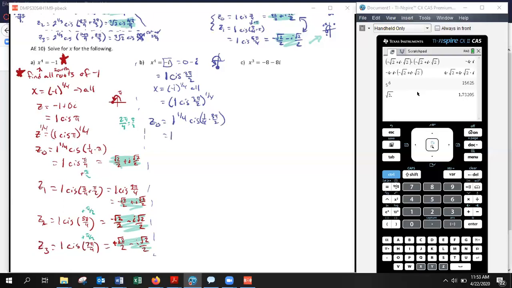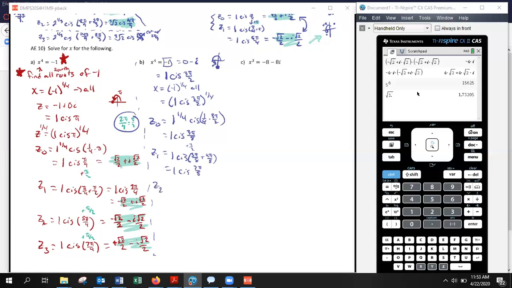So that would be 1 cis of 3 pi over 8. Now that's not one of our common angles, so I'm going to leave it that way. To get to our next root, just like before, we are going to add that pi over 2. So adding pi over 2 is like adding 4 pi over 8. So our next root is 1 cis 3 pi over 8 plus 4 pi over 8, 1 cis 7 pi over 8.